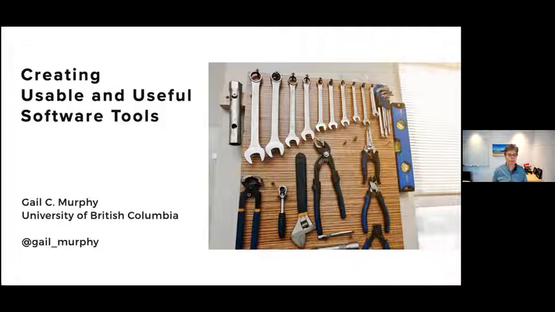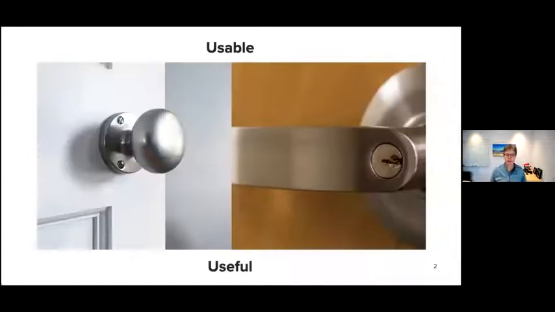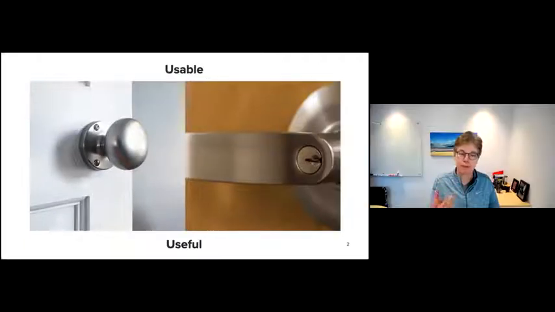And I wanted to start by looking at what it means to have usable and useful tools. And that really means that we have to think about the difference between what usable is and useful is. So if we start to try to get a sense of these terms, one way I find it useful is to think about physical objects and what does usable and useful mean in the context of physical objects before we talk about software tools. So you see two door handles on the screen.